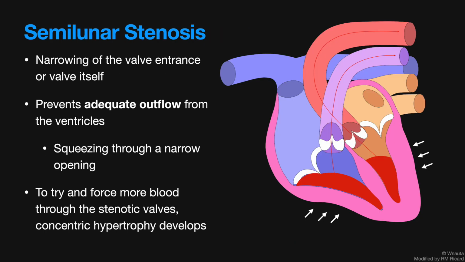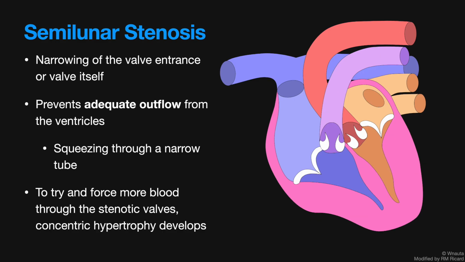The first cause of obstructed blood flow to discuss is semilunar valve stenosis. This involves narrowing of the semilunar valve entrance or the valve itself. This prevents adequate outflow from the ventricles because there is now a very narrow opening for the blood to try and squeeze through. To try and force more blood through the stenotic valves, the heart develops concentric hypertrophy.